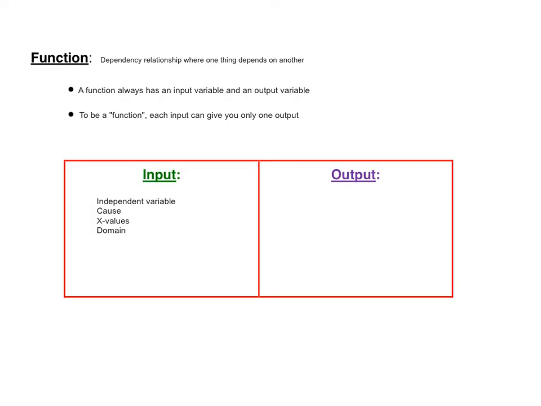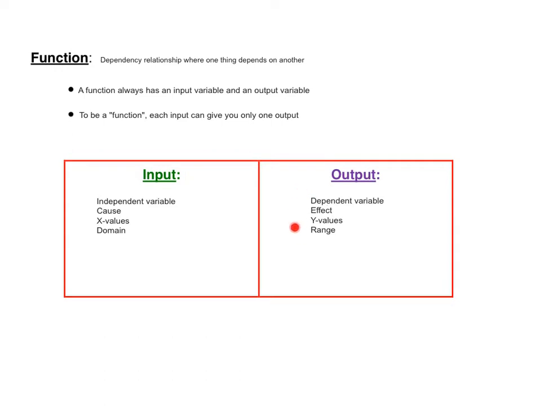When we talk about inputs, there are different names that we will use, or different ways we will refer to the input variable. The input variable is always your independent variable. It is always the cause to an effect. It is your x values. X values are your input variables, and it is also the domain. So you need to know that these all represent the input.